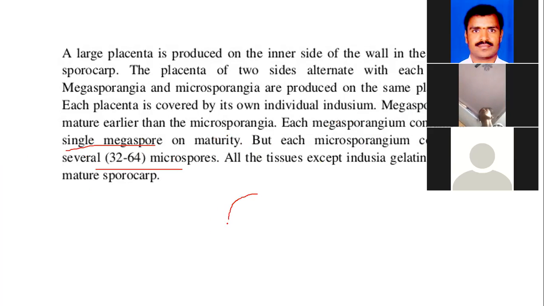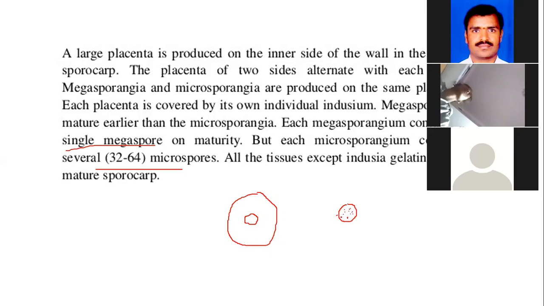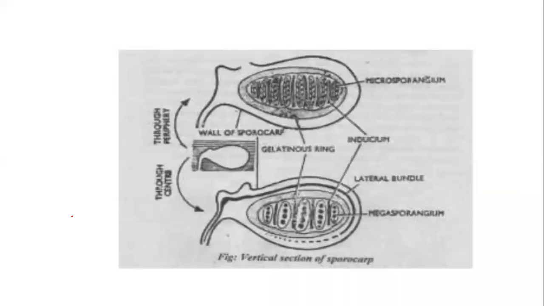Though the megasporangium is large, it is going to develop only one megaspore, whereas the microsporangium is very, very small, but it produces as many microspores as it can inside the microsporangium. So that is a major difference lying between them. So you can see here, this is a megasporangium.